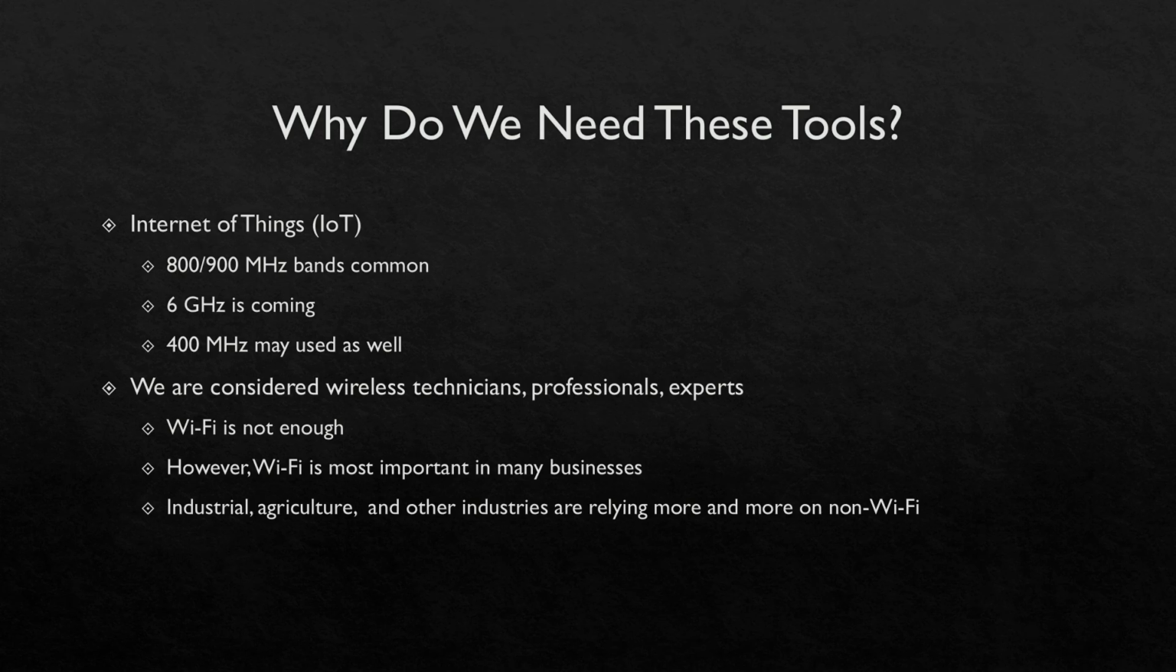We're going to see more things operating there, maybe even some Wi-Fi. 400 megahertz is used sometimes as well. So different parts of the world might use the 400 megahertz range. And these are just some samples. So they're very common frequency bands used by and for IoT.